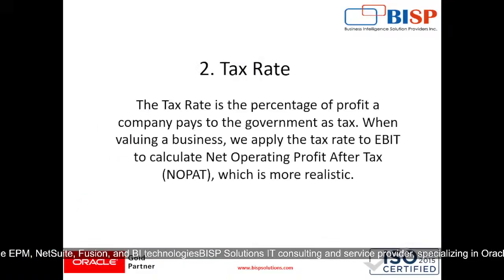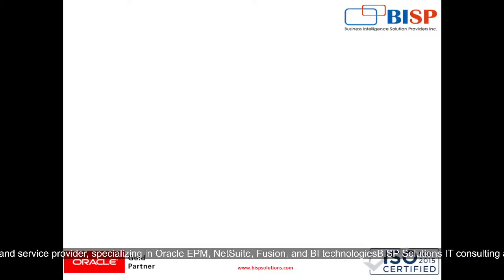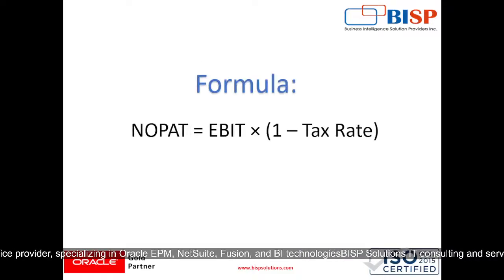tax rate. So the tax rate is the percentage of profit a company pays to the government as tax. When valuing a business, we apply the tax rate to EBIT to get net operating profit after tax, which is NOPAT, which is more realistic. So the formula is NOPAT equals EBIT into 1 minus tax rate.